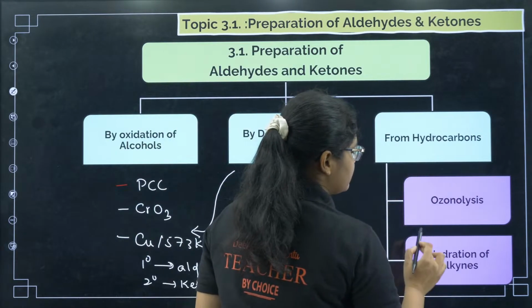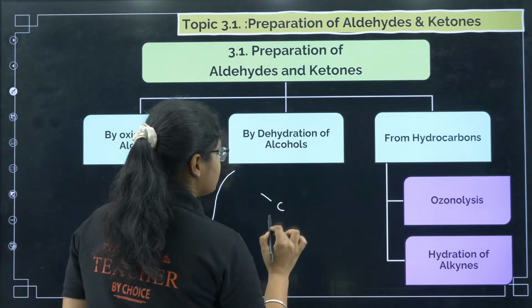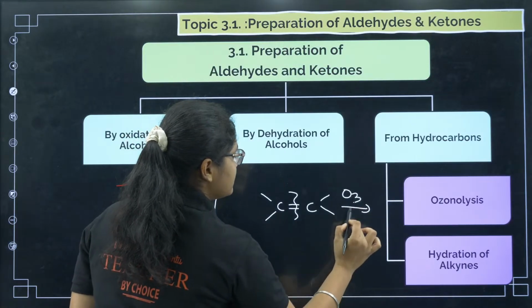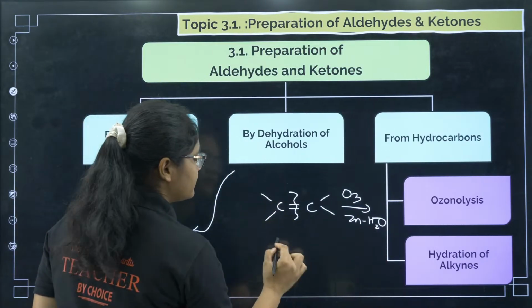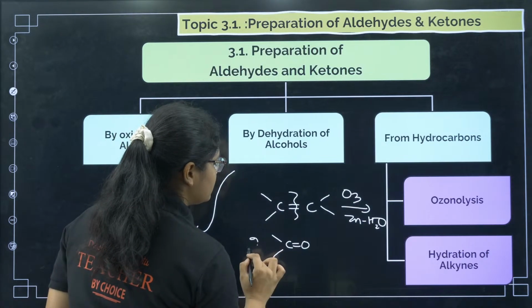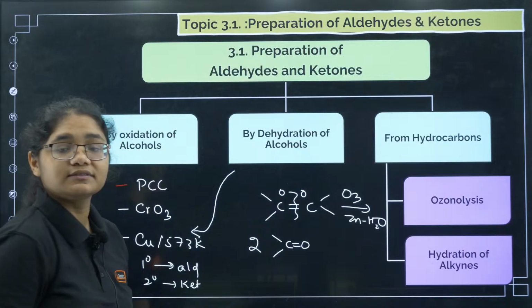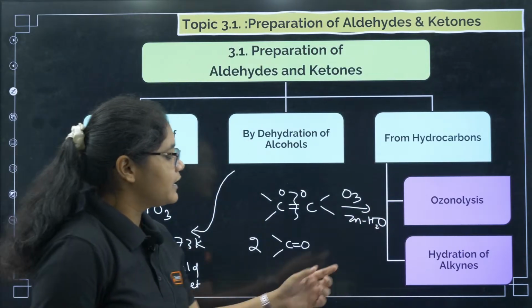Next, from hydrocarbons by ozonolysis. What we do in ozonolysis, you just take one double bond, and if you treat it with O3, Zn and water, what will happen? The double bond will break and you will get two carbonyl groups, where oxygen will be added here and here. That is your ozonolysis.